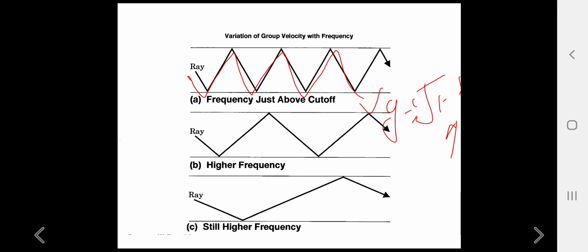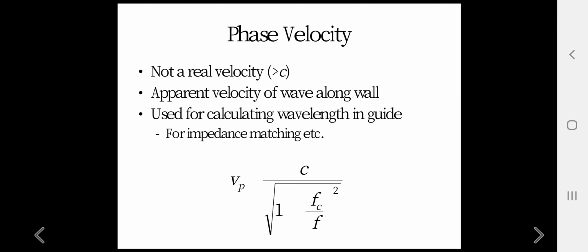Okay, if the frequency is higher than that, what happened here? You will get a higher frequency, greater than the cutoff frequency. The wave bounces back, and if the frequency is still increasing, it again follows the path. So like this, the wave will propagate.